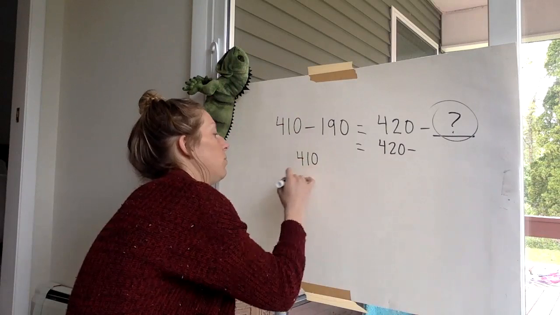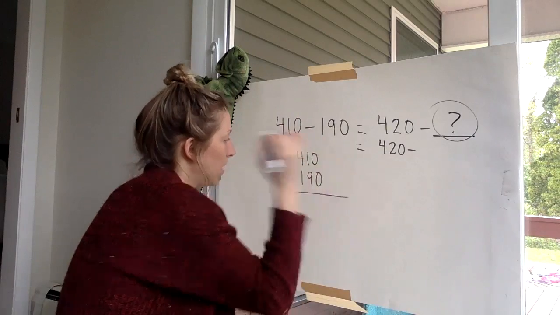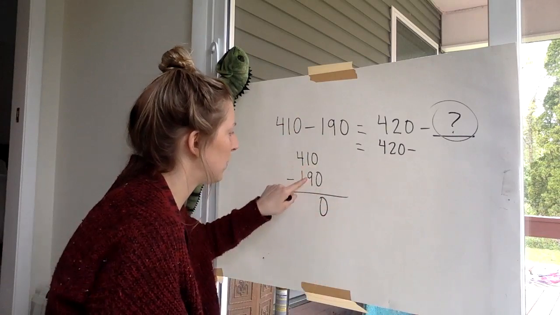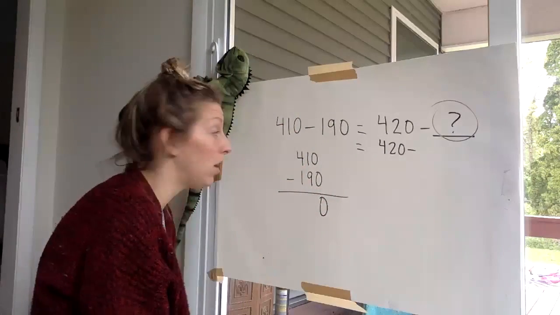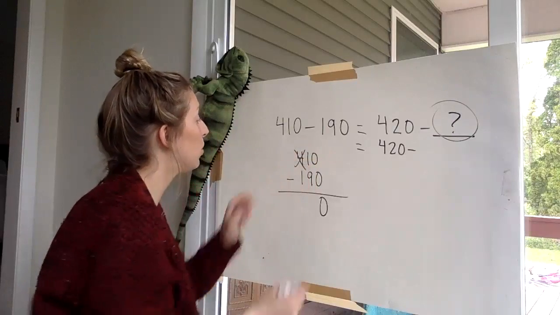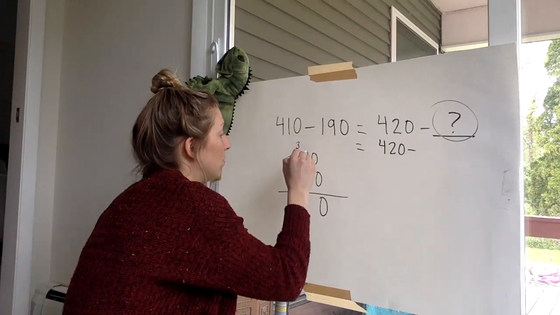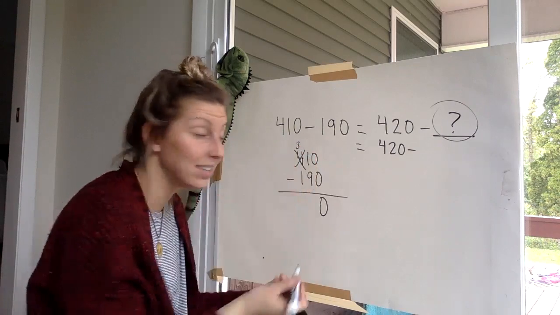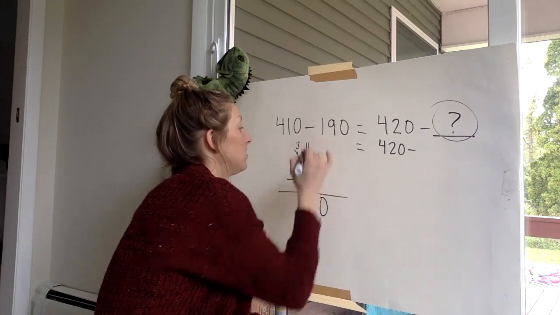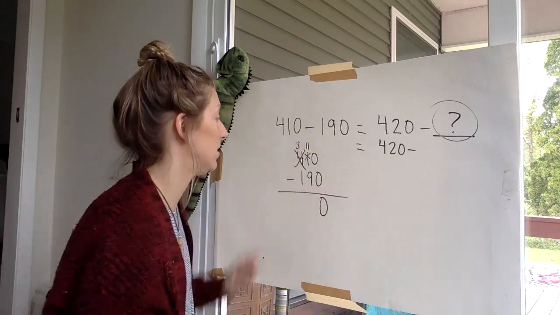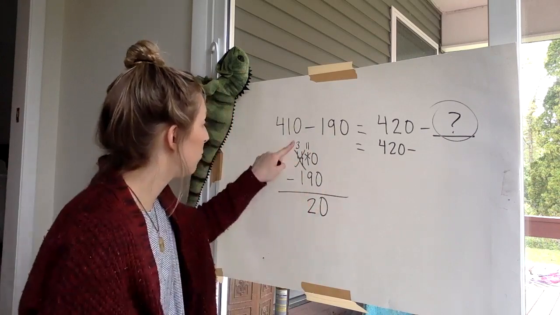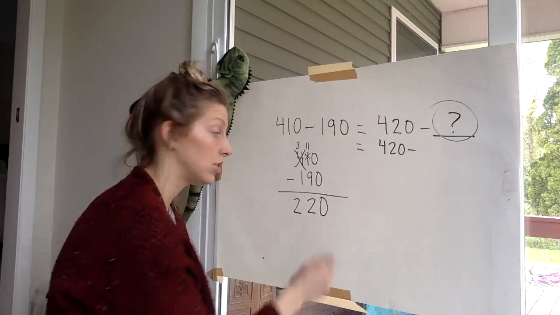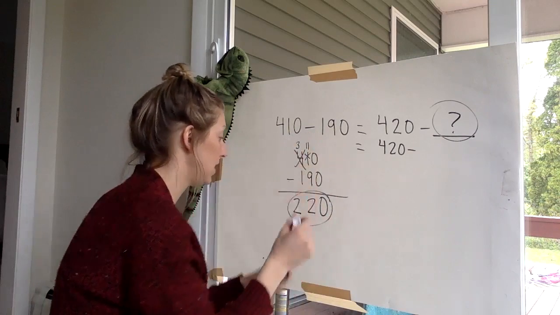410 take away 190. Okay, again. We have 0 take away 0 is going to give us 0. Ooh, 1 ten take away 9 tens. Can we do that? No, we have to borrow from the hundreds. So instead of 400s, that's going to be 300s, and then we're going to borrow. So it's going to give us 10 tens. So 10 tens plus 1 ten is going to give us 11 tens. So now we have 11 take away 9 is going to give us 2 tens remaining. 300s take away 100 is going to give us 2 hundreds. So much better. So this answer is 220.